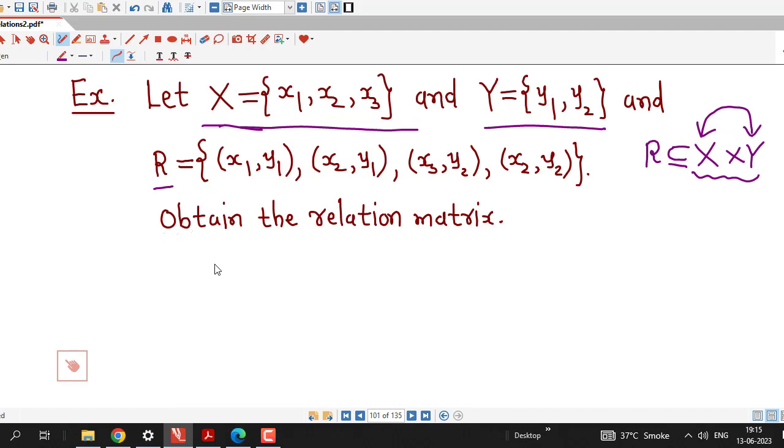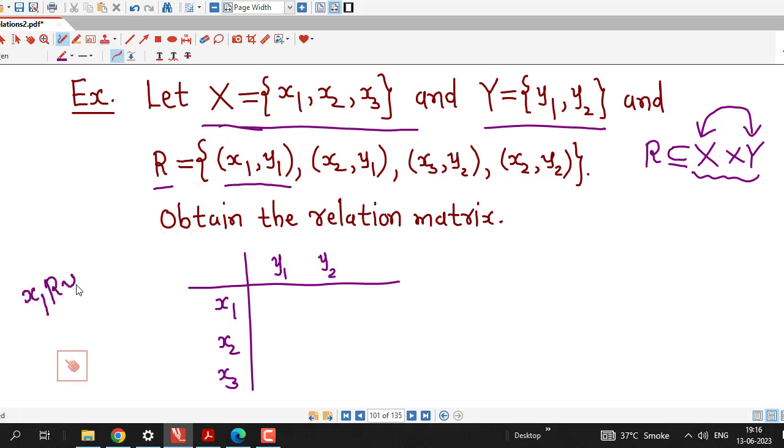So first we will prepare a table in which we will consider elements of X on this side. Here we have three elements, so I am writing x1, x2, x3 here, and we will write down elements of set Y on this side. That is, they are headed by rows, and these elements x1, x2, x3 are preceded by columns of this table. Now we concentrate on the ordered pairs which are present in our relation. Here (x1, y1) belongs to R. That means x1 is related to y1.